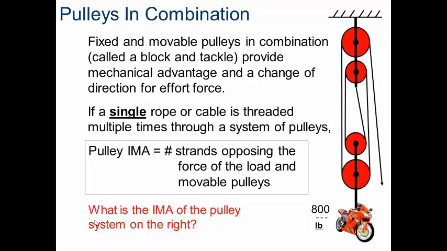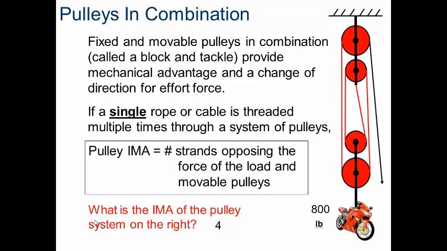So if we look at the pulley system on the right, we have a mechanical advantage of 4. There's 4 strings, 1, 2, 3, 4, that are actually supporting the load. This last one, highlighted in black, is only changing the direction of the force. Here's what that means. If I'm trying to lift an 800-pound motorcycle, with an ideal mechanical advantage of 4, it only takes me 200 pounds of effort force to do that.